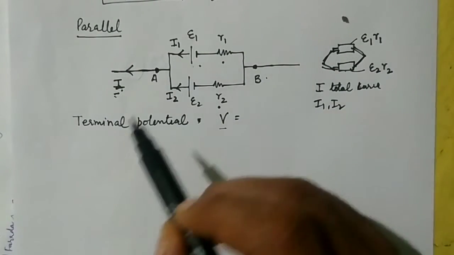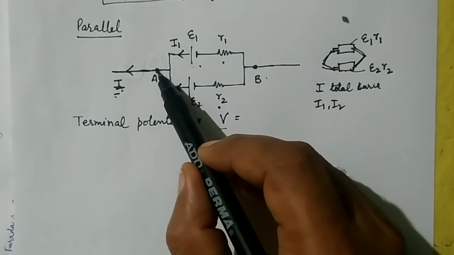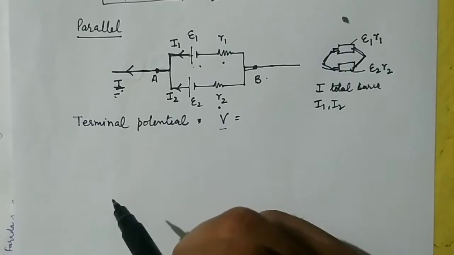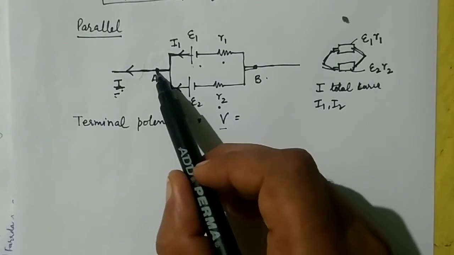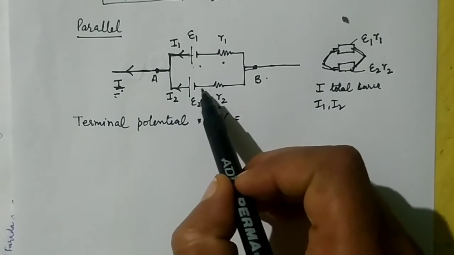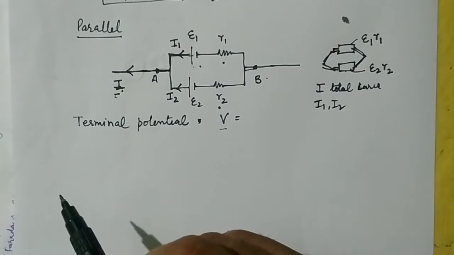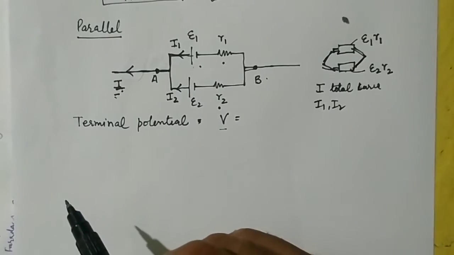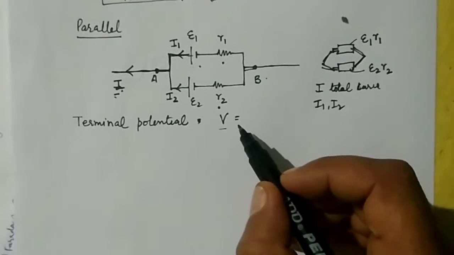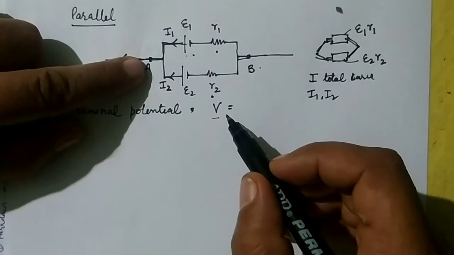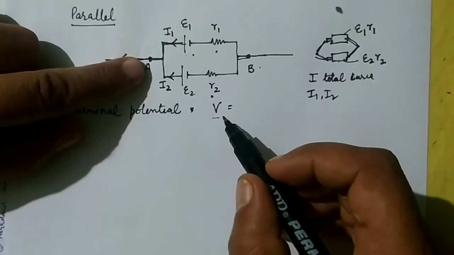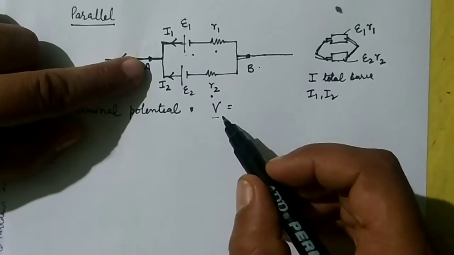So there are two ways to calculate terminal potential: from A to E1 and R1 and then B, and the second is A to E2, R2 and then B. Let us take the first one. The rule is the same: moving from A to B, if electric potential is generated then it is positive, and when it is consumed it is taken as negative.